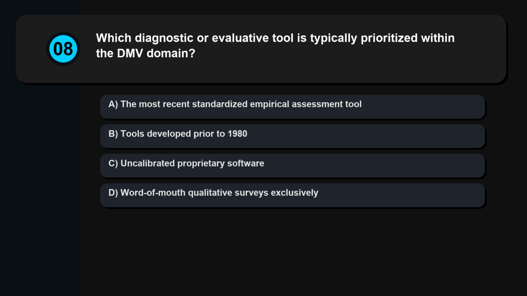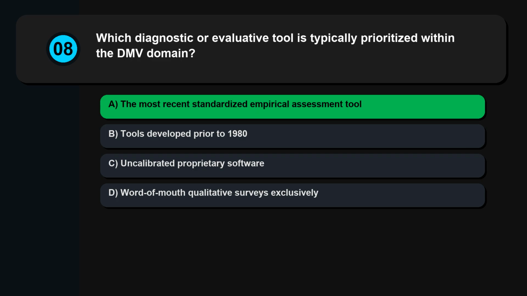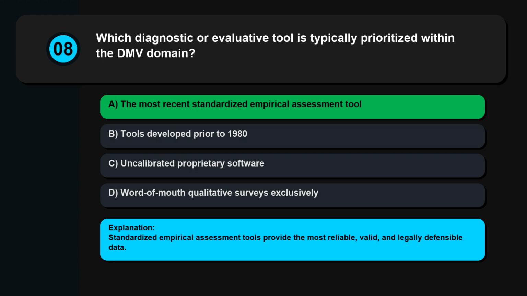Question 8. Which diagnostic or evaluative tool is typically prioritized within the DMV domain? The most recent standardized empirical assessment tool, tools developed prior to 1980, uncalibrated proprietary software, word-of-mouth qualitative surveys exclusively. Standardized empirical assessment tools provide the most reliable, valid, and legally defensible data.